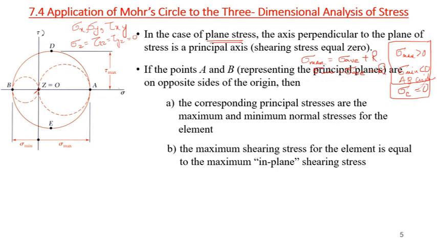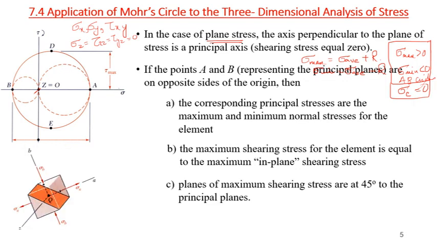Now if I look at A and B representing the principal planes on opposite sides of the origin, then the corresponding principal stresses are the maximum normal stress for the element and the minimum normal stress for the element. And the maximum shearing stress in this case equals the maximum in-plane shearing stress. If you remember the previous problem we discussed, that in-plane shearing stress. So in this case, what does that mean?